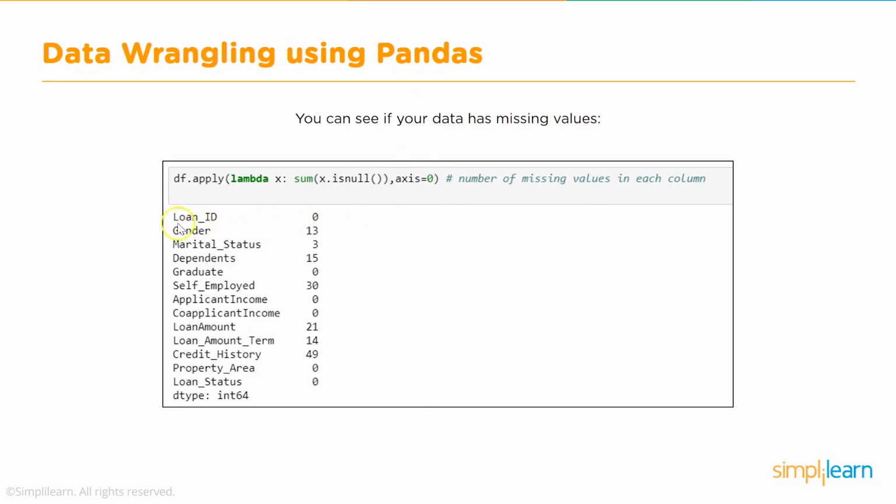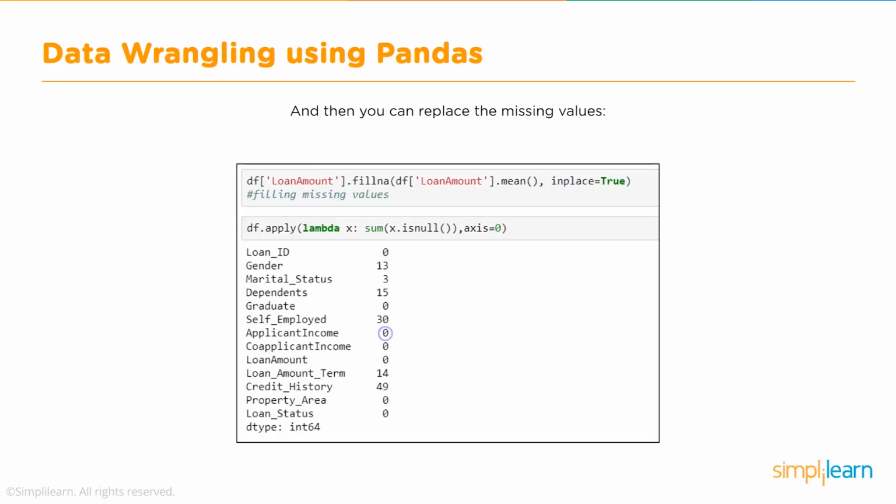Here you will see that for loan ID, obviously it's an ID, so there are no null or missing values. Gender has about 13 observations where the values are missing. Similarly, marital status has 3 and so on and so forth. Loan amount has 21 observations where the values are missing. Loan amount term has 14 observations and so on. So we'll see how to handle these missing values.